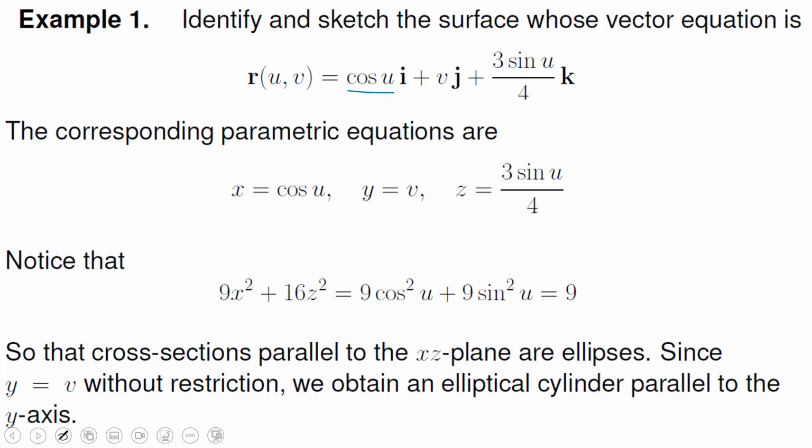Again, this is the first coordinate, which is x. The second one is y. The third one is z. So x, y, z. So this is a parametric equation, right?